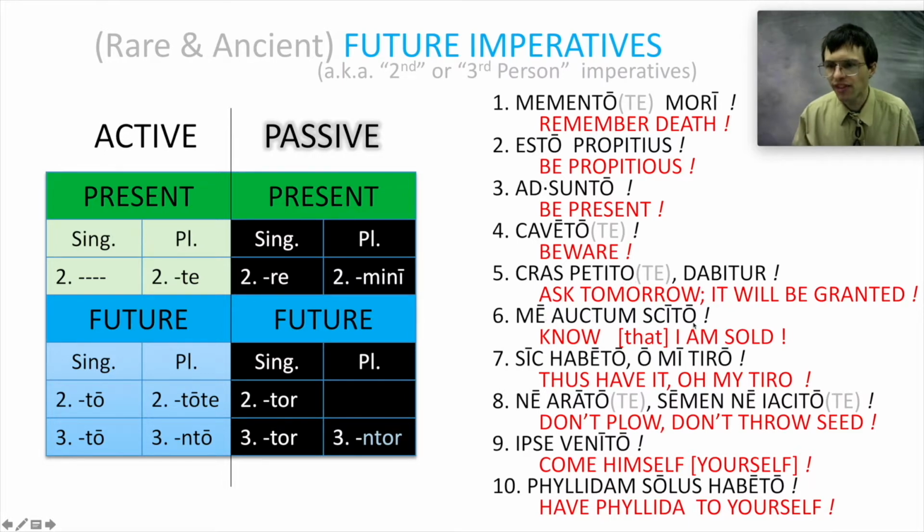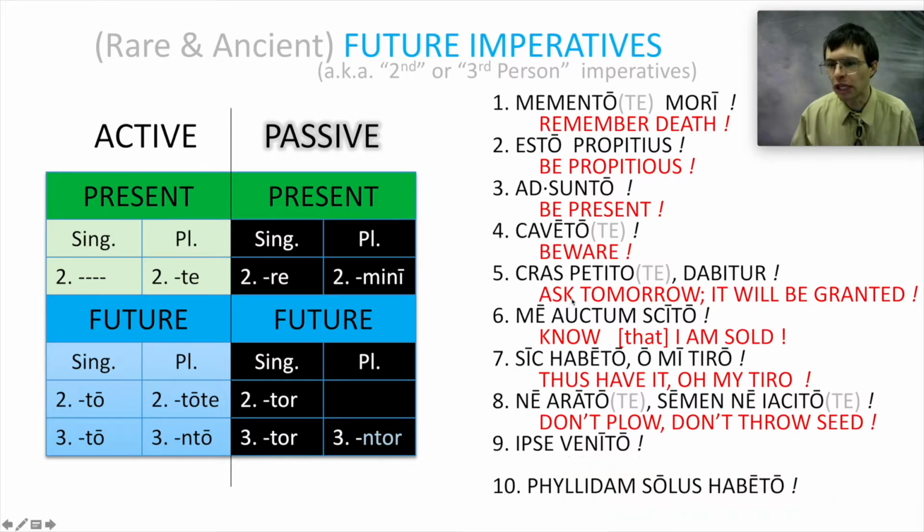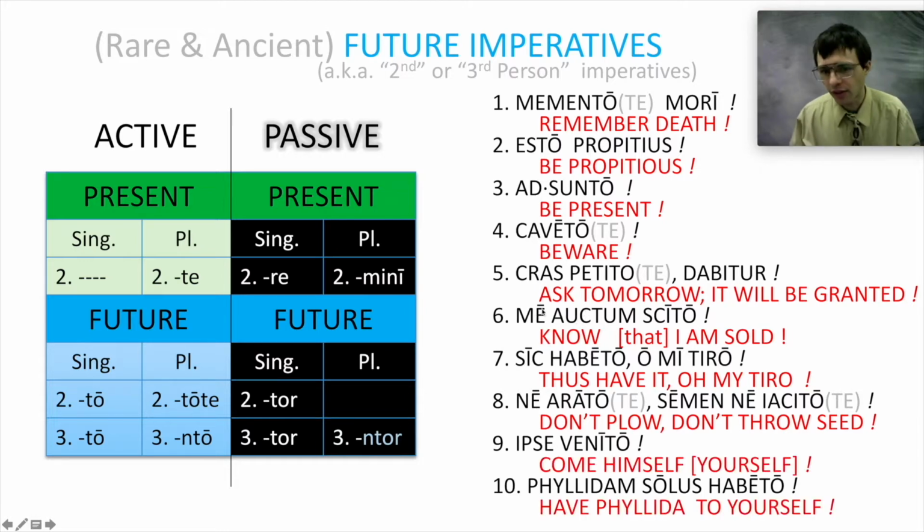Me auctum scito. Well, this is scio, scire, scivi, scitus, to know. And then know me sold. Now, what verb needs to be supplied there? Right, esse, because it's an indirect statement. Know me to be sold. But you could just use it, know me sold. So that's an indirect statement. More Englishy, you might say, know that I am sold.